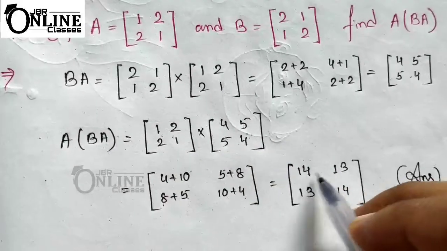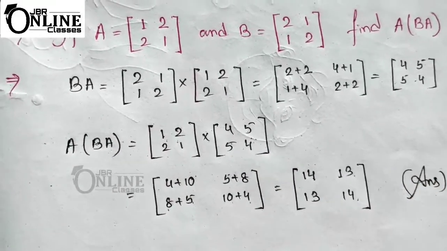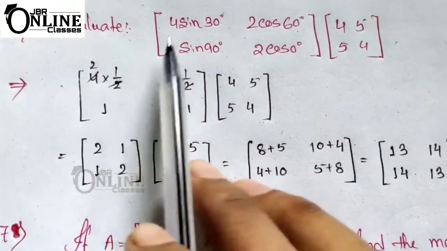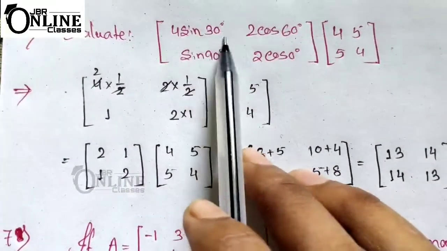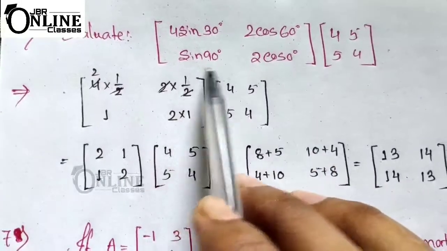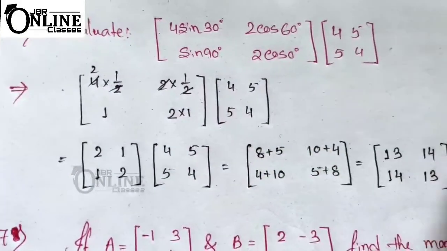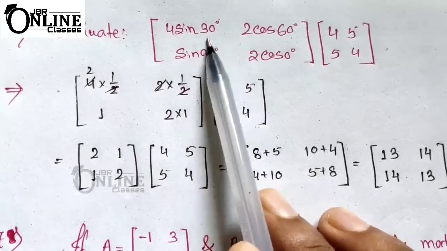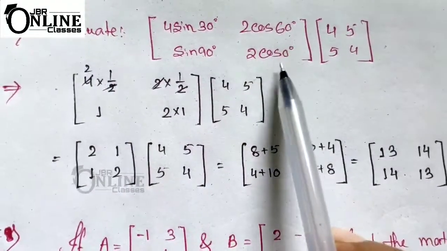So it equals [[14, 13], [13, 14]]. That is the final answer. Now sum number 6. In sum number 6, evaluate [[4 sin 30, 2 cos 60], [sin 90, 2 cos 0]] into [[4, 5], [5, 4]]. So all of you know the values of sin 30, sin 90, cos 60, cos 0.